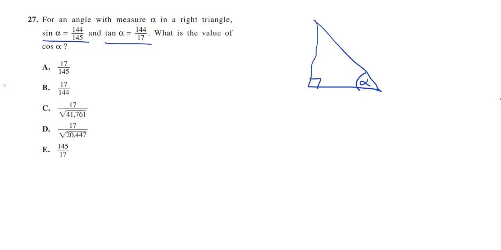So sine alpha, remember we have SOHCAHTOA. Let me write it here. SOHCAHTOA. So sine is the opposite side to the angle divided by the hypotenuse. The opposite side is 144. The hypotenuse is 145. And tan is opposite divided by adjacent. Adjacent here is 17. So you notice with this, I don't even have to bother trying to use the Pythagorean theorem to find the missing side. The information is provided already.